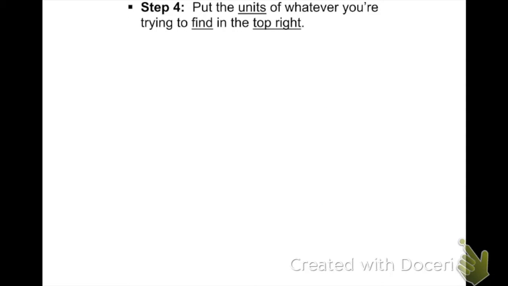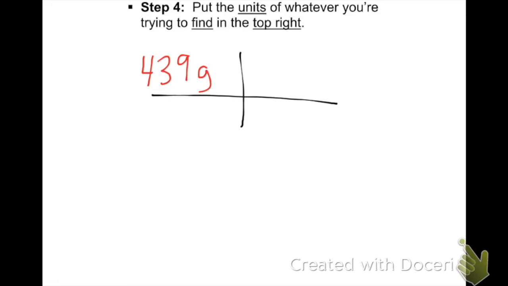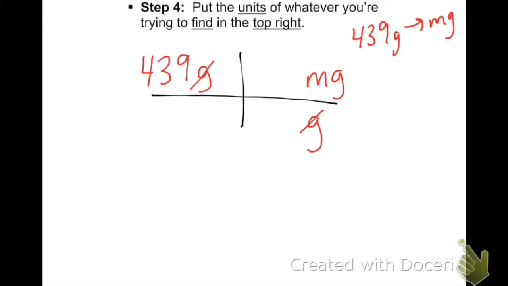Next step, put whatever units we're trying to find in the top right. So we've got 439 grams. We now have grams here, so it can cancel each other out. And we're trying to convert to milligrams. So remember, the goal of this conversion is to get from grams to milligrams. Now here's where our conversion factor comes into play. Remember that we made on the first slide here.